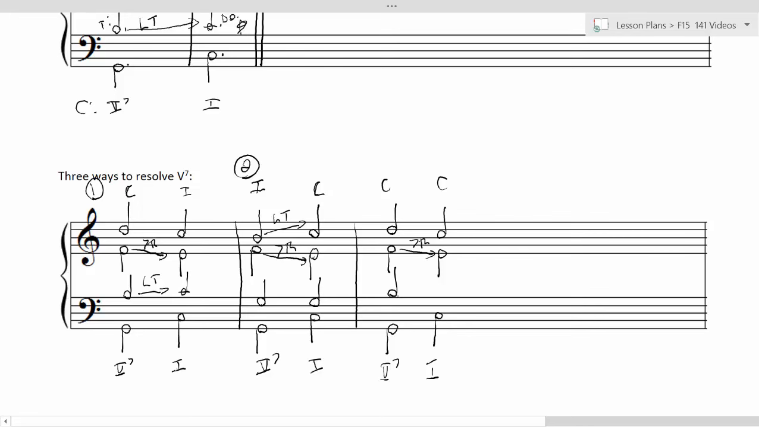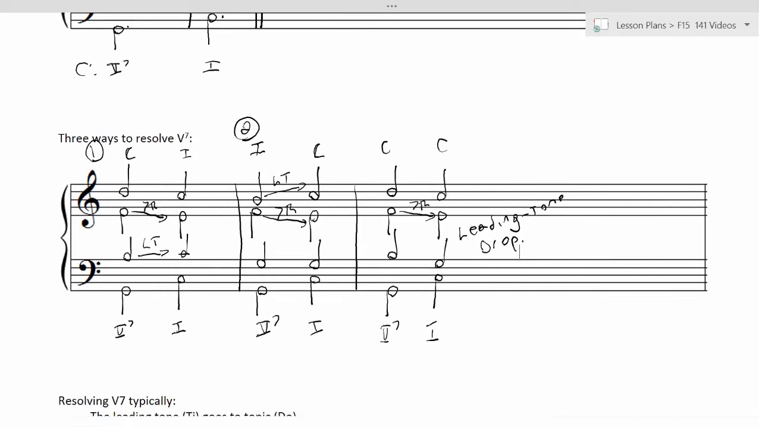So here, the leading tone's going to do something kind of crazy. It's going to leap, instead of going up to tonic, it's going to leap down to G in order to make the tonic chord complete. This is called a leading tone drop. Leading tone drop.